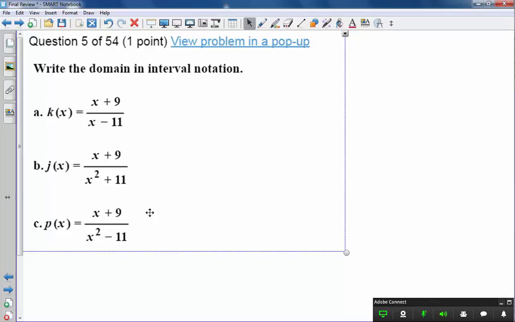Okay. What's domain? What's the meaning of domain? What are we looking for? What's the technical definition of domain? Do you know what we're looking for?